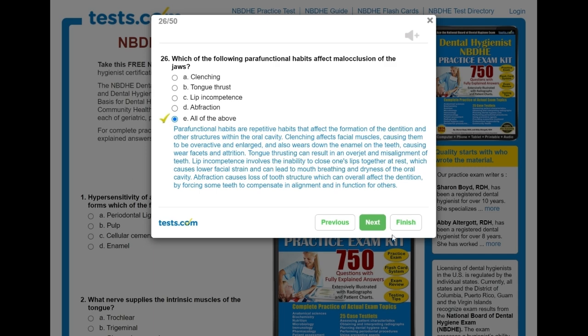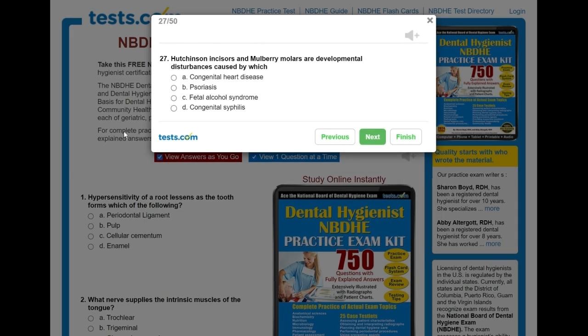Question 27. Hutchinson incisors and mulberry molars are developmental disturbances caused by which? A. Congenital heart disease. B. Psoriasis. C. Fetal alcohol syndrome. D. Congenital syphilis.